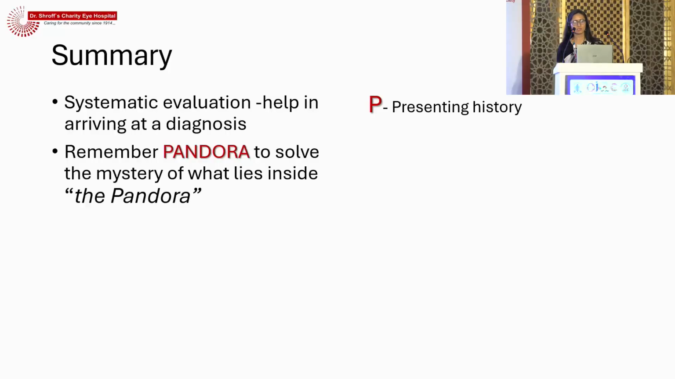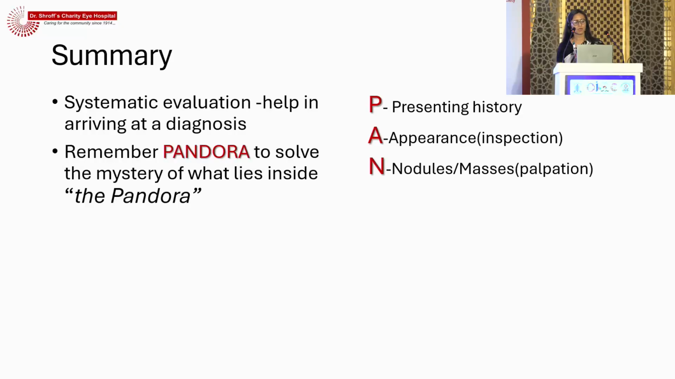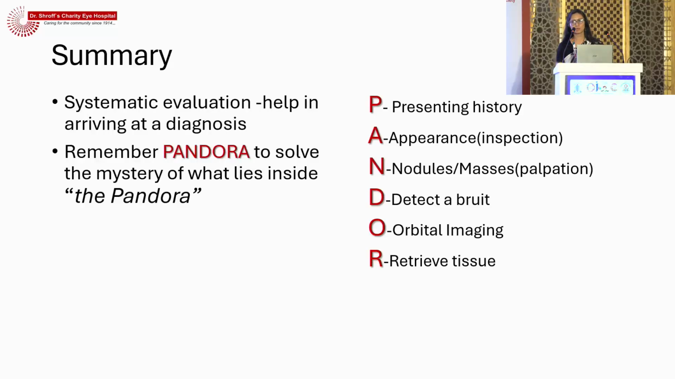So presenting history is absolutely important. Look at the appearance; inspection gives a lot of findings. Look for any nodules, palpate them, any mass lesion. Detect a bruit if you feel you are dealing with an arteriovenous malformation, AV fistula or malformations. Orbital imaging helps to confirm the diagnosis in a few cases. And last but not the least, we retrieve some tissue for the biopsy if the other 2 steps fail, and ultimately that's what is going to give us our answer.